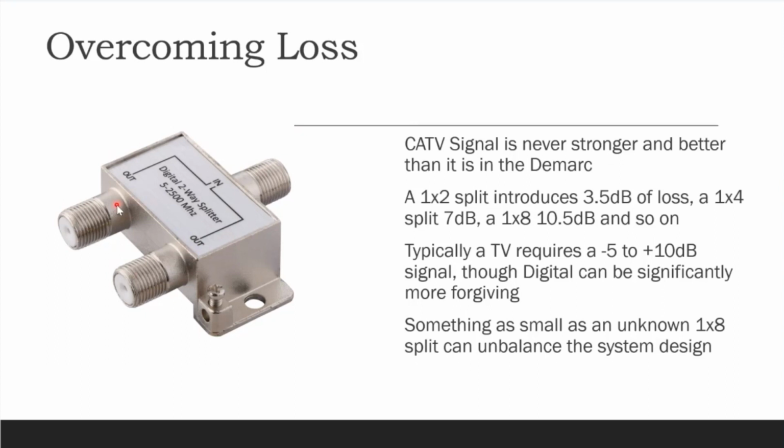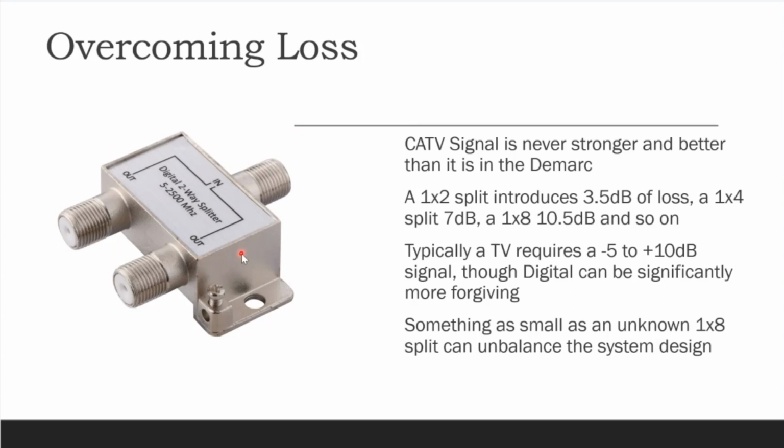So you can see very quickly here, I'm about to run into a problem, because if I do 10 dB coming in and a 1x8, I'm losing 10.5 dB. I'm at negative 0.5 dB at my launch point here, before we've accounted for any loss over distance, before we've accounted for any loss over high frequencies, before we've accounted for any potential loss or issues due to poor termination.